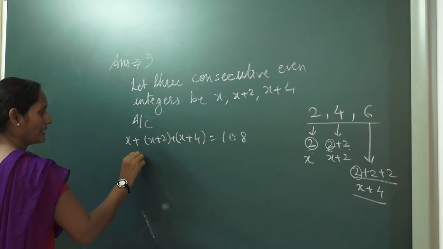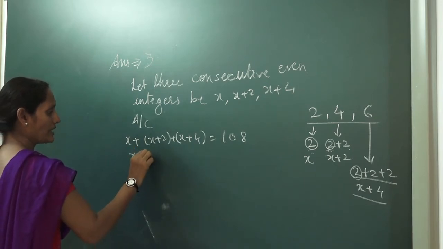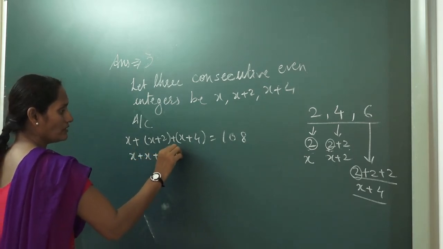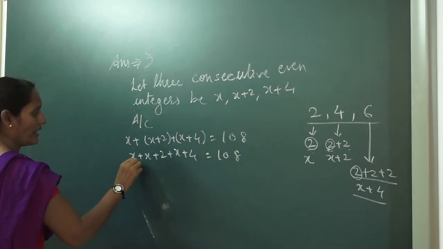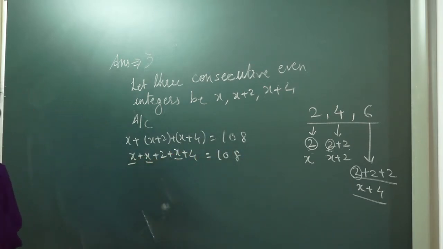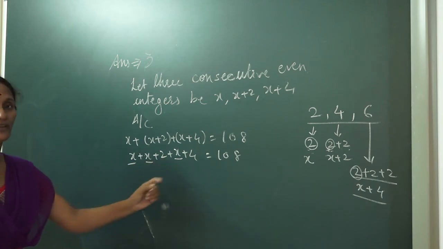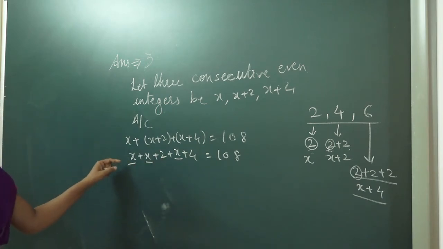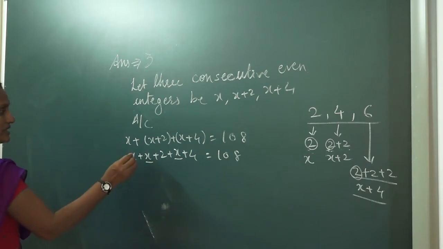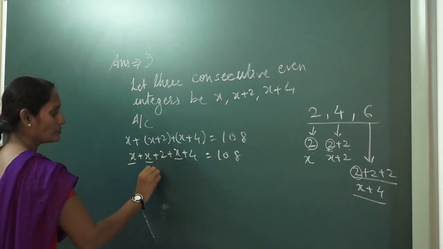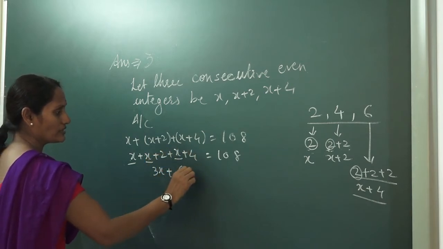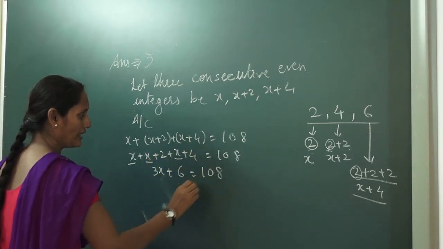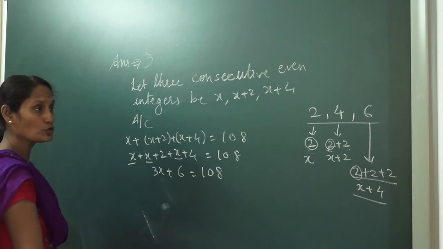Now open the bracket, and as all are having plus sign, so just write down without changing the sign. Now write x, x, x. Okay? These are the like terms. So coefficient is 1. So how many times x is coming? 1, 2, 3. So 3x plus 6. How did I get 6? 4 plus 2, 6 equals to 108. Now 6 will be transposed to that side.